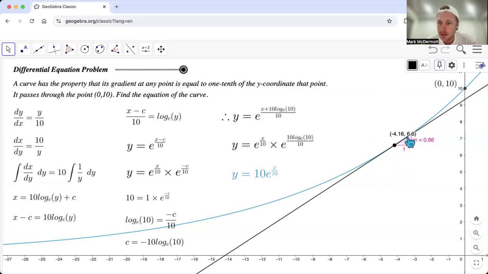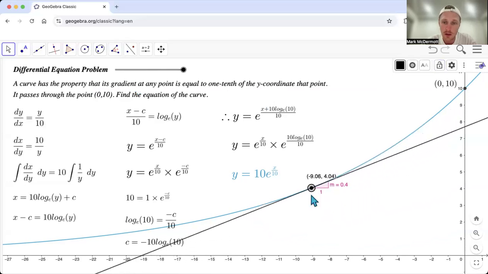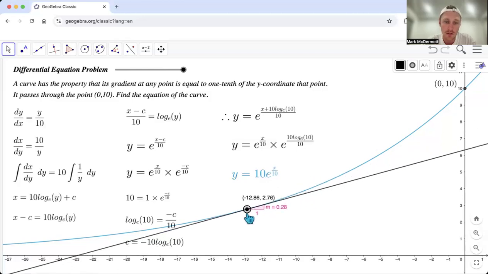This black dot tells us the y-coordinate at that point. So at the moment, the y-coordinate is 6.6, and you can see that the gradient is 0.66. So that sounds like it's 1/10 of it. So that sounds pretty good. If we move to another value, 4.04 is the y value at that point, and 0.4 is the gradient. So just a bit of rounding there, but you can see that they are 1/10 of one another. So this looks like a pretty good solution.